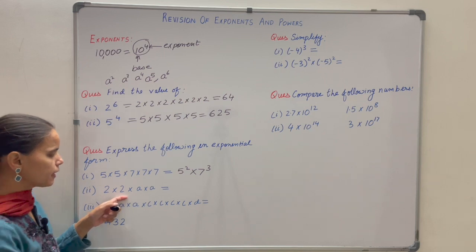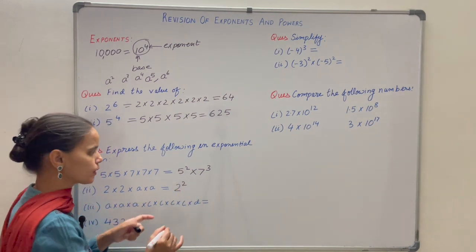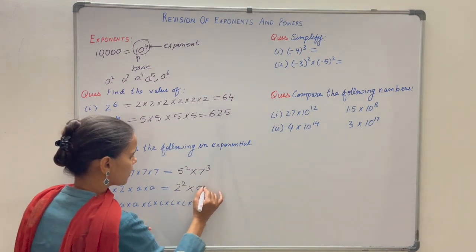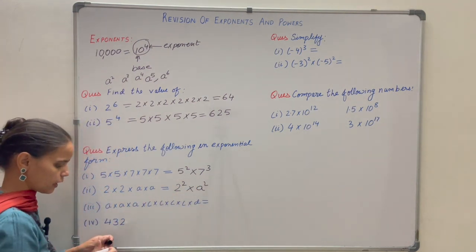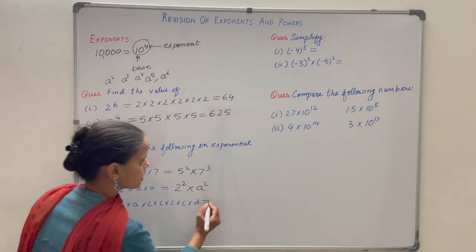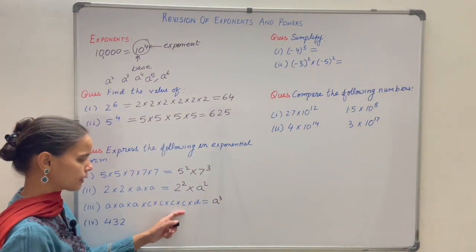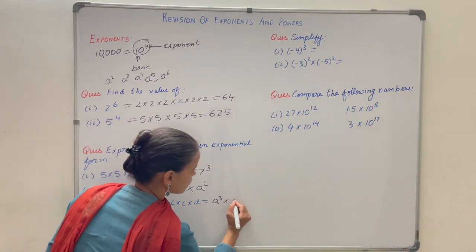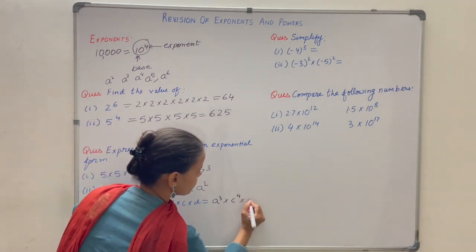Here 2 is multiplied 2 times, so this is 2 square. a is multiplied 2 times, so that is a square. You are multiplying 2 square into a square, so you have to put a multiplication sign here. a is multiplied 3 times, so it is a cube. And c is multiplied 4 times, so that is into c raised to the power 4 into d.